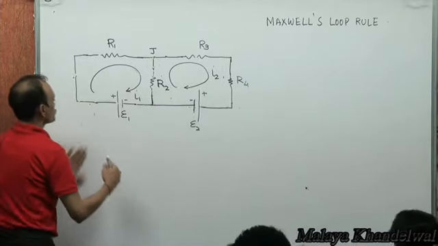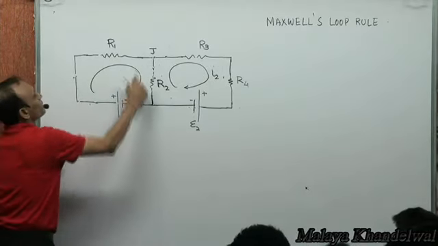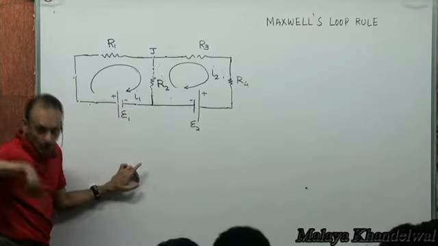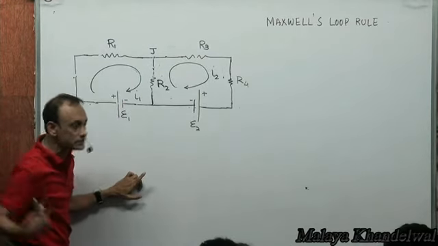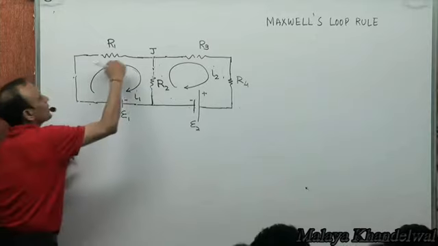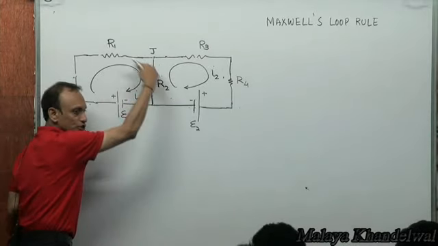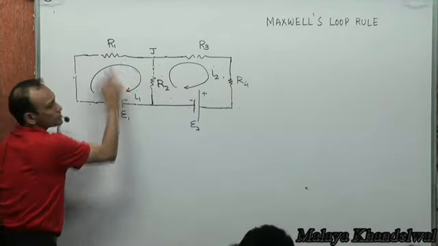See what I do. If you're still confused, I'll explain. So these are loop currents that I've taken. These are loop currents. There is a subtle difference. There is a loop current that I've taken. So I apply loop rule to this loop. Drop across this is I1 R1.